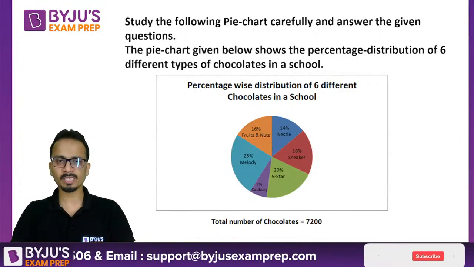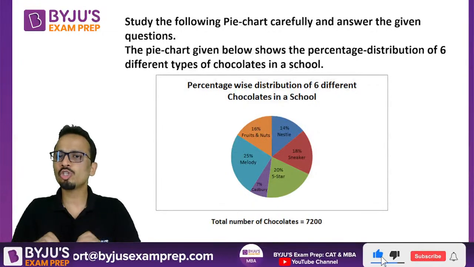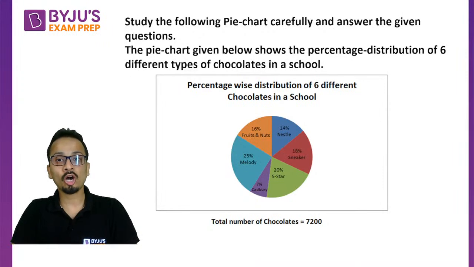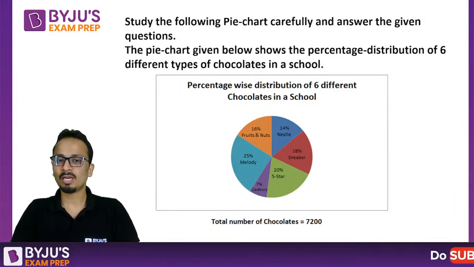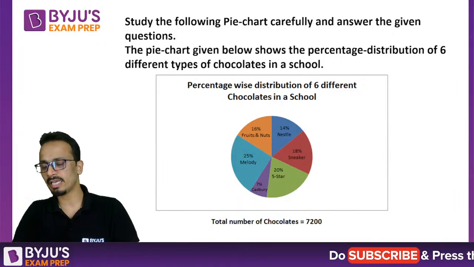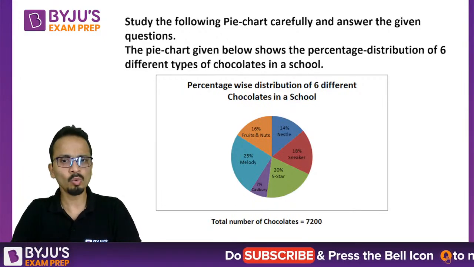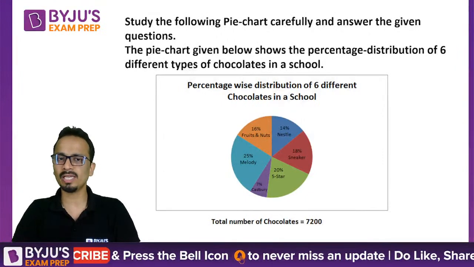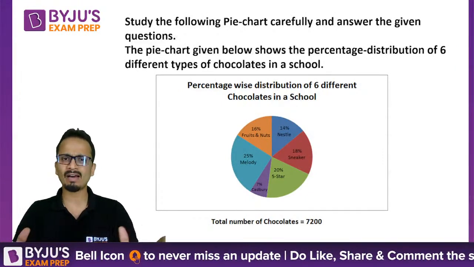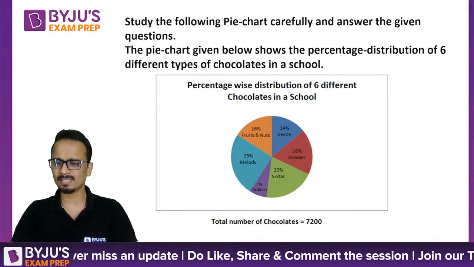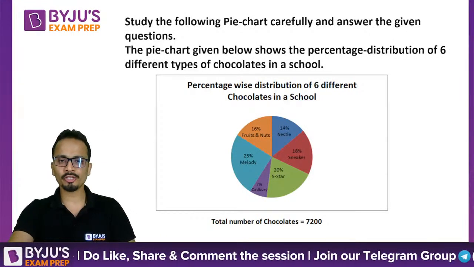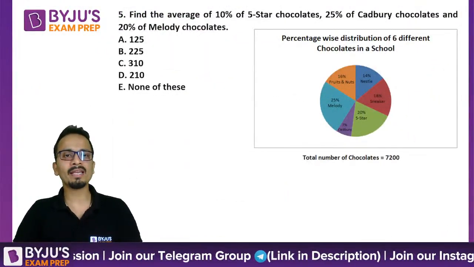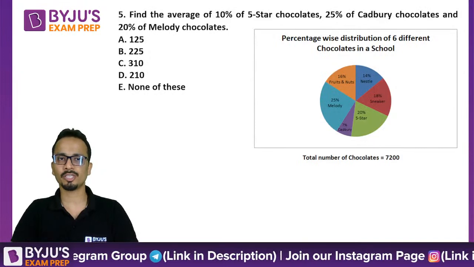All right, another few seconds, just observe. The pie chart given below shows the percentage distribution of 6 different types of chocolates in a school. Now, the total number of chocolates distributed is given at the bottom, which is 7,200, and percentage wise distribution for 6 different chocolates in a school is given. All right, I hope you all have understood the data. First question on your screen now. Let's see how many of you can give a correct answer for this question.